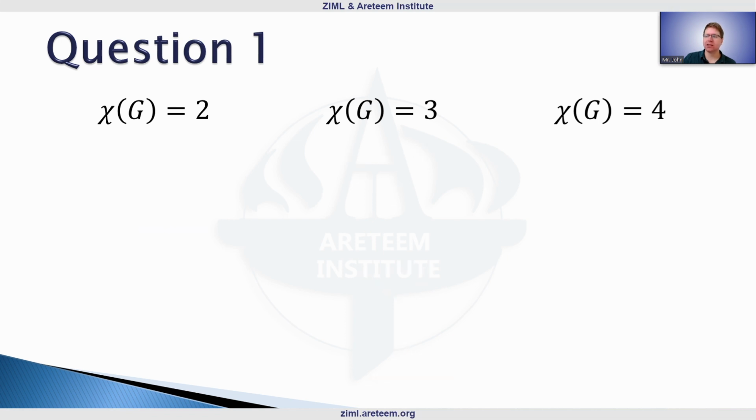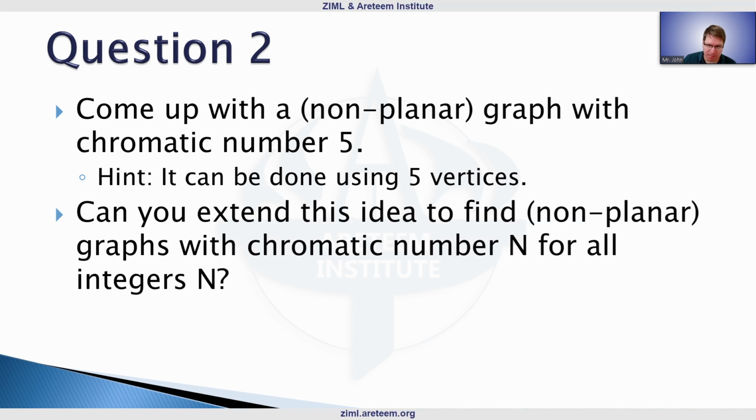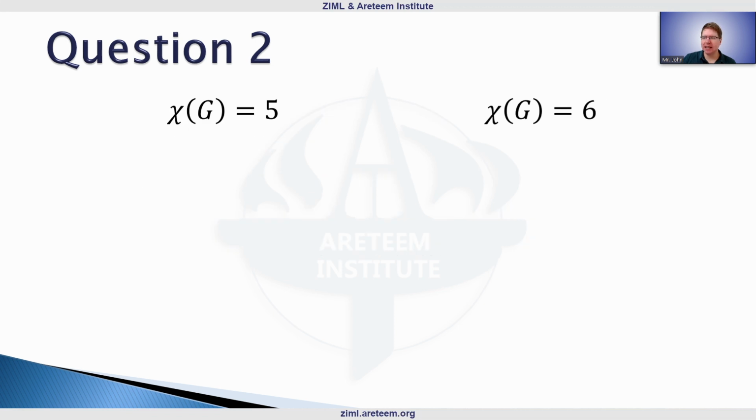Now, let's talk here about what about chromatic numbers 5 or larger. Actually, this question is going to be simpler than it seems, because this idea that we've already come up with will work here. So what if we had 5 vertices? Or what if we want a chromatic number 5? Then we're definitely going to need 5 vertices. Or what if we want a chromatic number 6? We are definitely going to need 6 vertices.